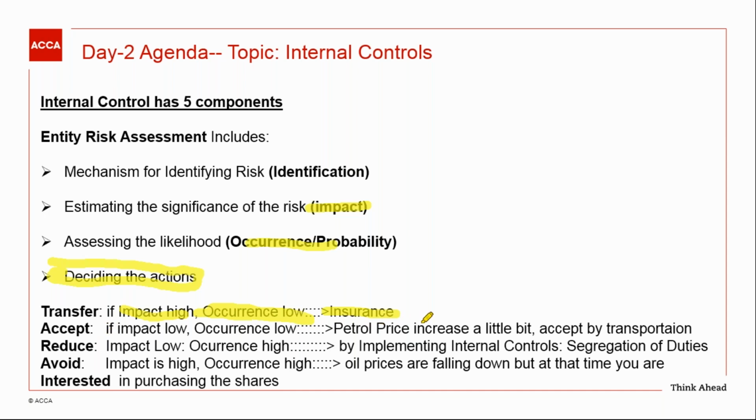So what's the example of this? When the petrol price increases a little bit, the transportation industry accepts the risk. Suppose there is a very small increase in the petrol price, so the impact is very low, the recurrence is very low, so the transportation industry accepts the risk and purchases the petrol on a daily basis. So they accept the risk. Number three is reduce.